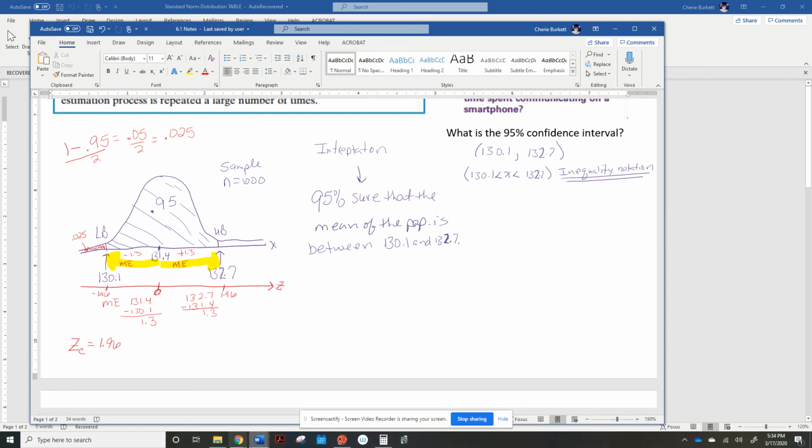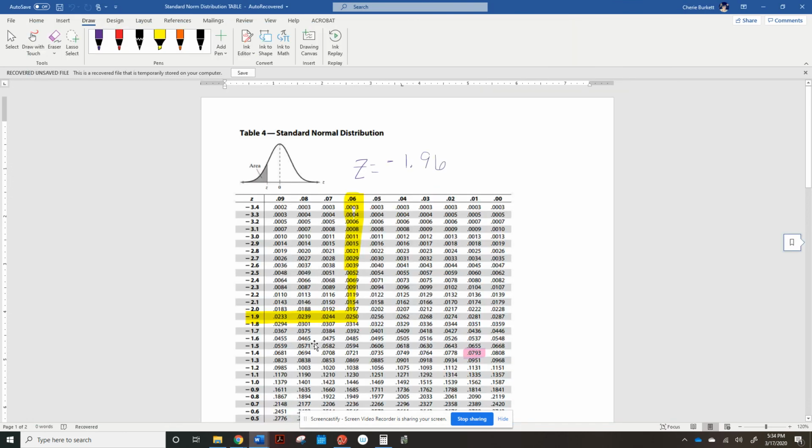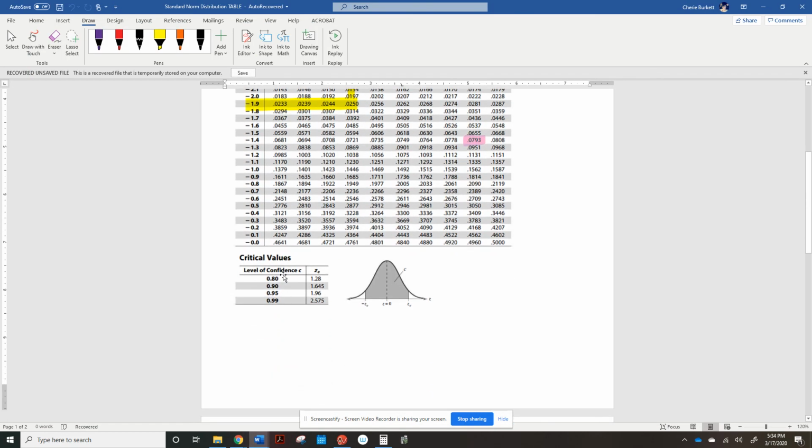Now, I want to show you something else, though, on your table. On this side right here, critical values, that's what they're called. I knew it had a name. Critical values for these four confidence intervals are listed. So if they ask you for an 80% confidence interval, 90% confidence interval, 95 or 99, they're already calculated for you. You don't have to look it up. But if they give you any other confidence interval that's not on here, then you have to go through and do what we just did.